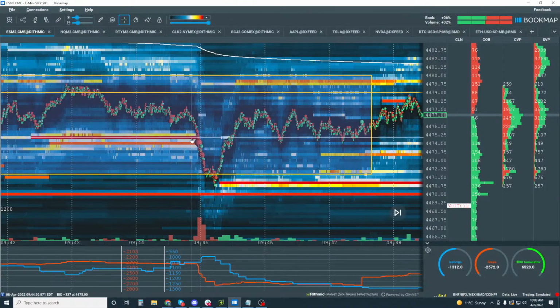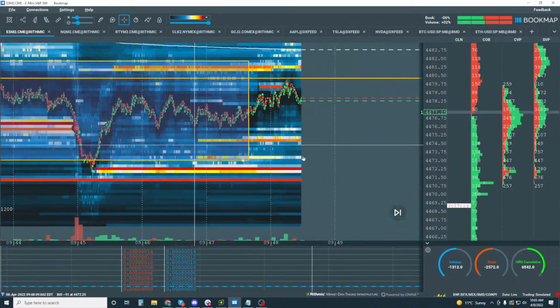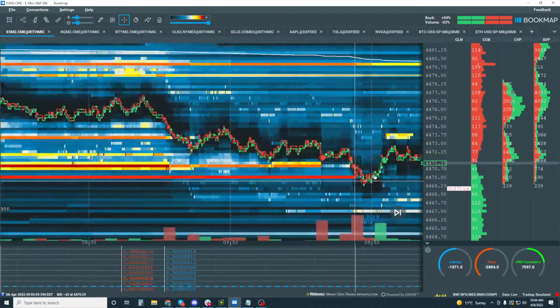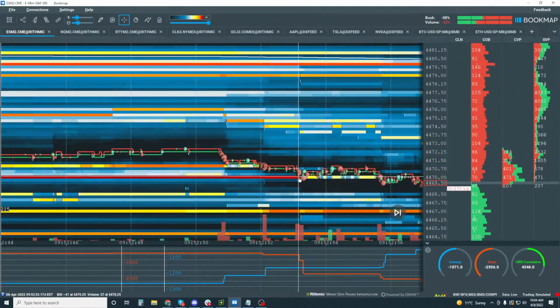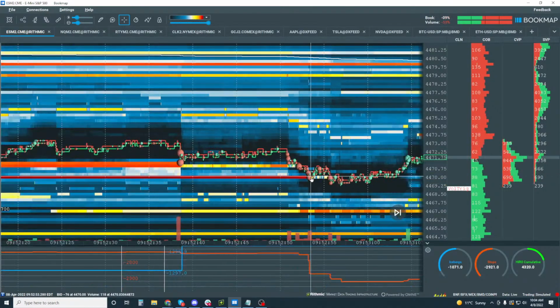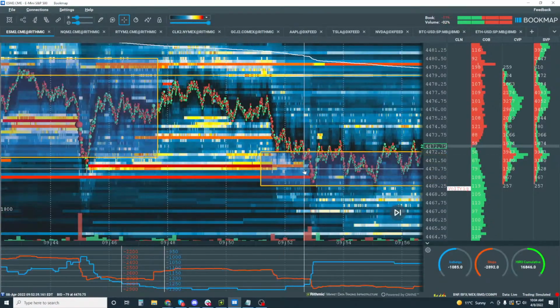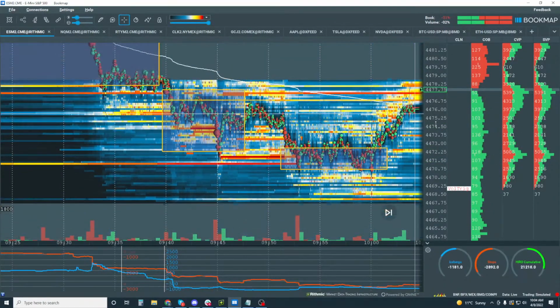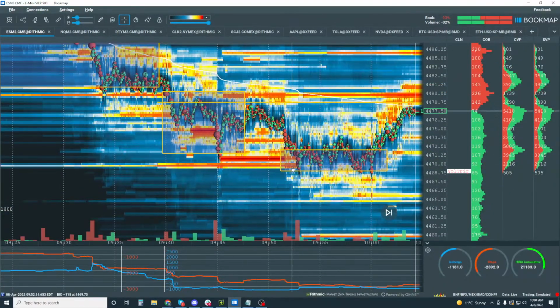So someone's on the other side, and they're absorbing, or they're staying in the book and they're getting filled. Also here, they're getting filled in here. So we're starting to note where they're starting to absorb the selling pressure of the aggressors. And this is what's making this structure. We're putting all these pieces together. This is what makes the structure.